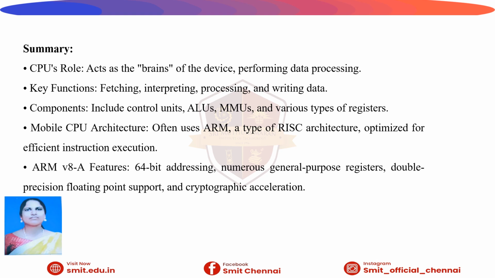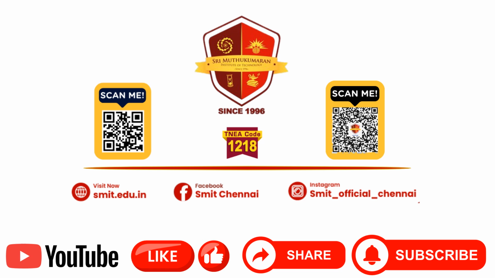Here is the summary. The CPU acts as the brain of the device, performing data processing, and its key functions include fetching. We saw its components: the control unit, arithmetic logic unit, memory management unit, and various types of registers. For mobile CPU architecture we saw ARM and RISC, and the ARMv8-A features: 64-bit processing, numerous general purpose registers, double precision floating point, and cryptographic acceleration. So in this video we saw the basics of mobile hardware and components.